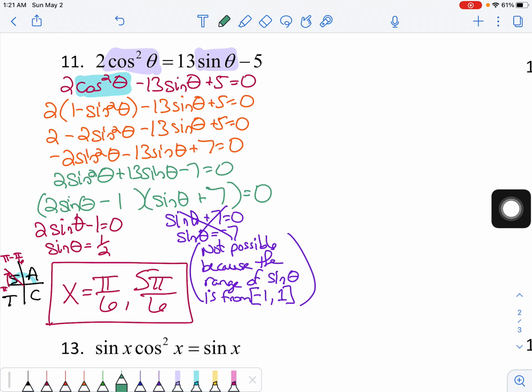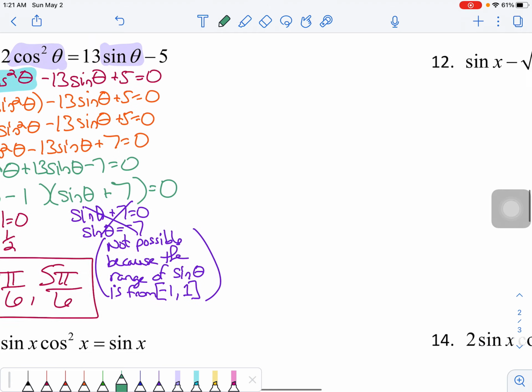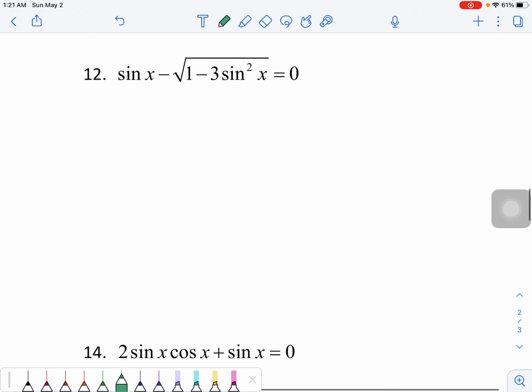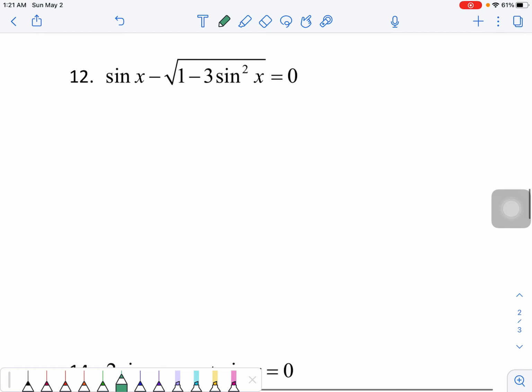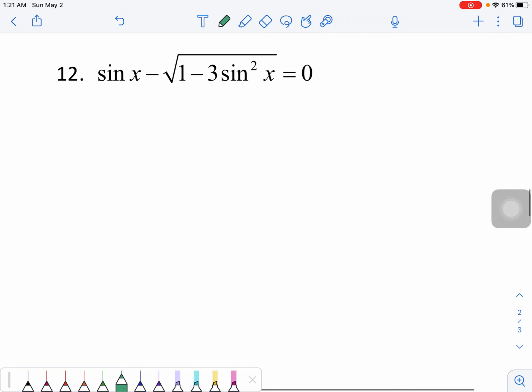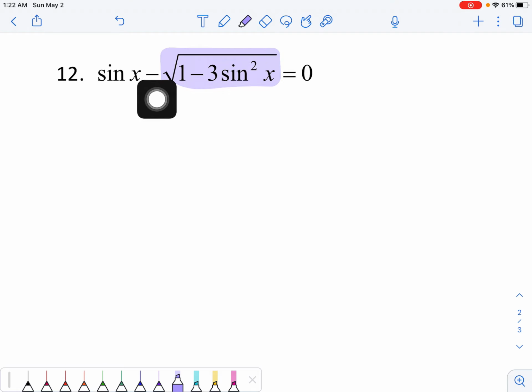I'm going to go ahead and slide over to number 12 because number 12 has also got some weird things going on with it. Number 12 has a radical, and we want to actually isolate the radical. So my radical is right here. This is going to be a little bit weird, but because the radical itself is negative, I'm actually going to move this term to the right side.